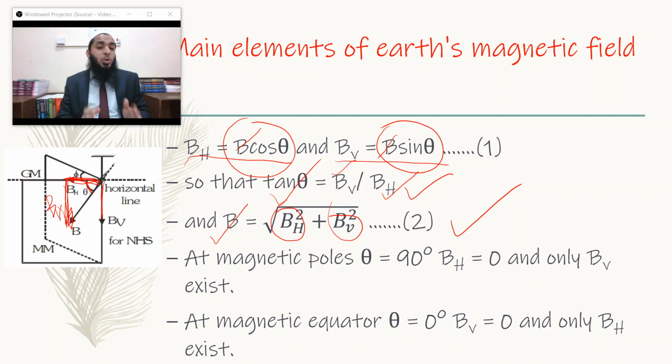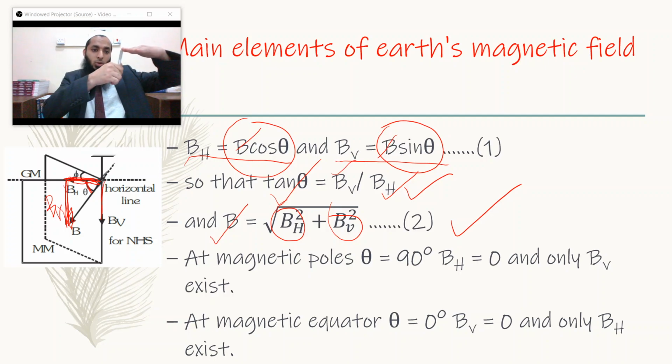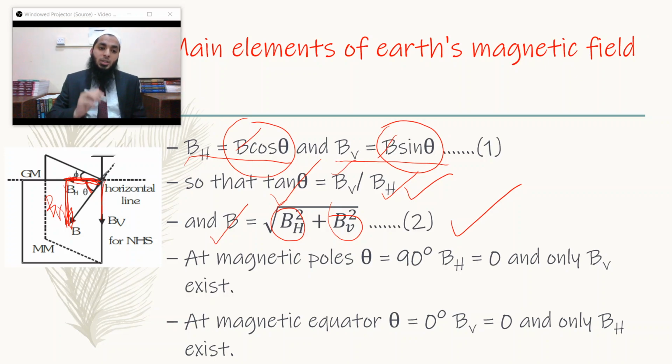This is a very simple topic. The true dip, apparent dip, all these are very simple. You know the horizontal component, you know the vertical component. These are two vectors perpendicular to each other. When you have two vectors perpendicular to each other, the resultant will be the root of a square plus b square. That's all.